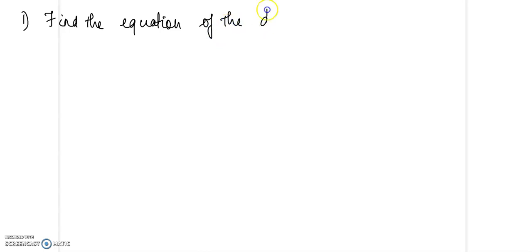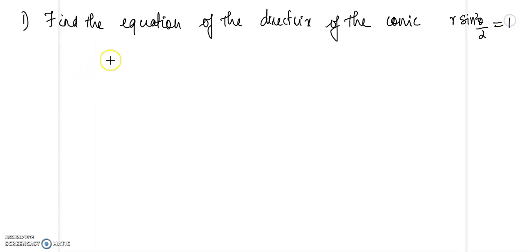Hello, so let us look at a few more problems in today's class. So the first problem is to find the equation of the directrix of the conic r sin square theta by 2 equal to 1.